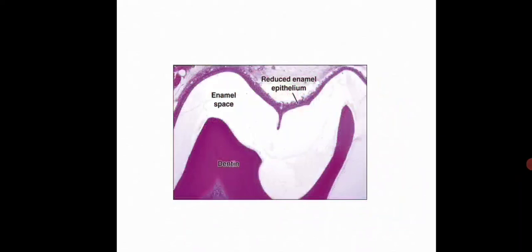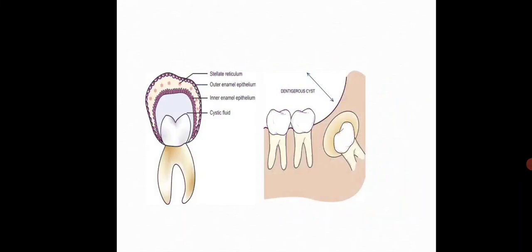So in an unerupted tooth, we can see dentigerous cyst if there is accumulation of fluid between the enamel space and the reduced enamel epithelium. In this photograph we can see an impacted third molar in which there is a dentigerous cyst present. The cyst is formed here by the accumulation of fluid between the enamel space, that is the crown of the tooth, and the reduced enamel epithelium. So fluid is accumulated here between the crown of the tooth and the reduced enamel epithelium.